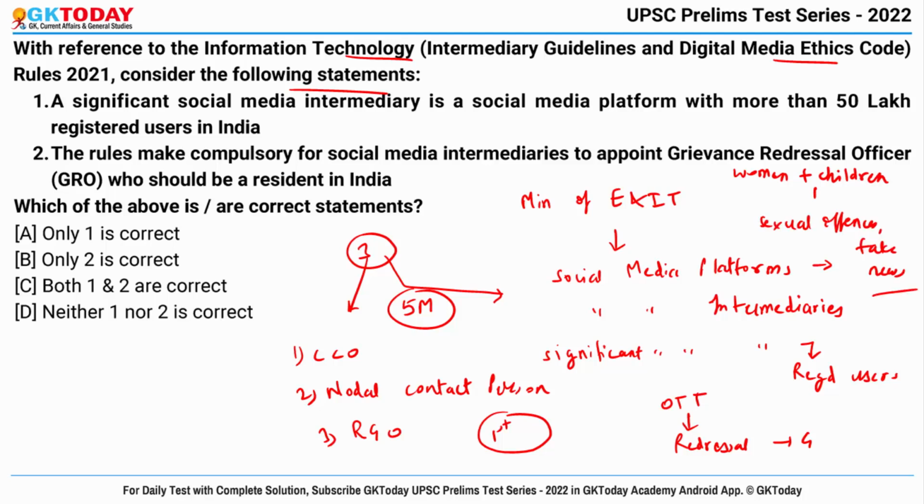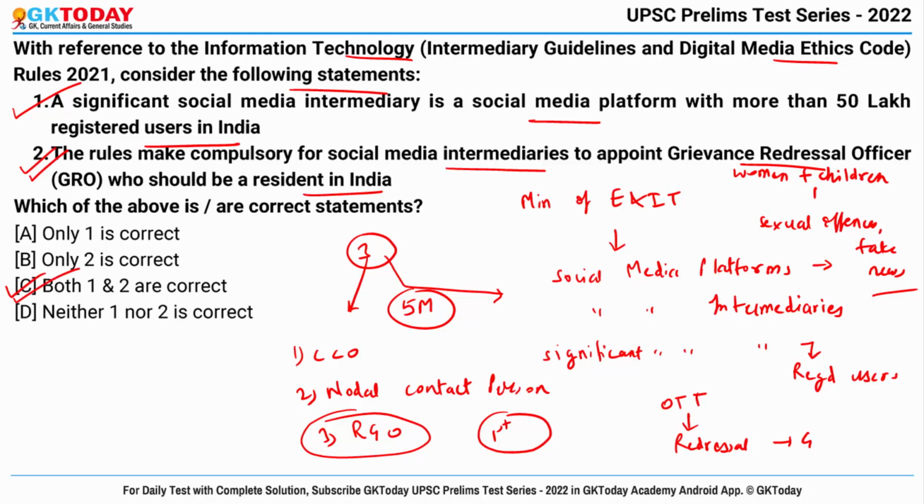Okay, now let's come to the statements. First is, a significant social media intermediary is a social media platform with more than 50 lakh registered users in India. This is right. And the second statement says, the rules make it compulsory for social media intermediaries to appoint the grievance redressal officer, which we have discussed here, who should be a resident in India. This is also correct. Okay, so the correct answer becomes both 1 and 2.